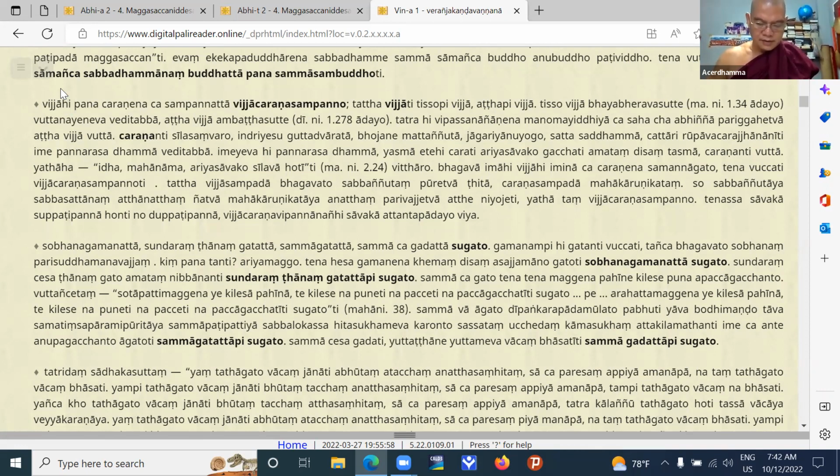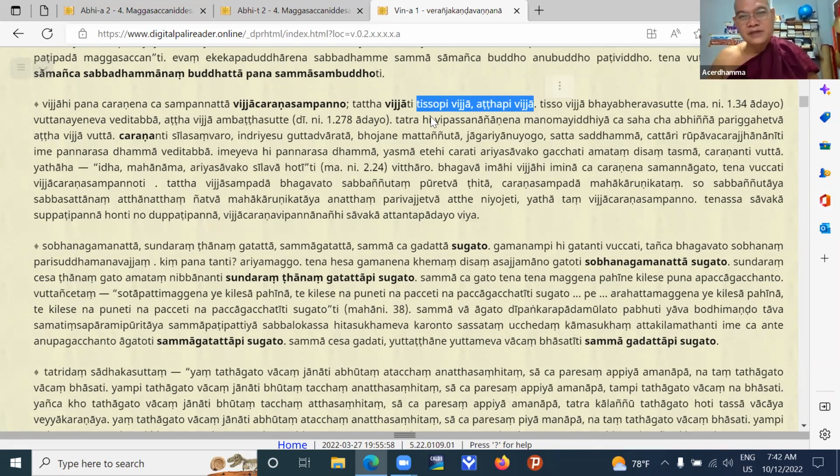So do you remember those? Which are vijjacarana sampanna? Because he is adorned with vijja and carana. What is vijja? What is carana here? Vijja, the three vijja, and also the eight vijja here.